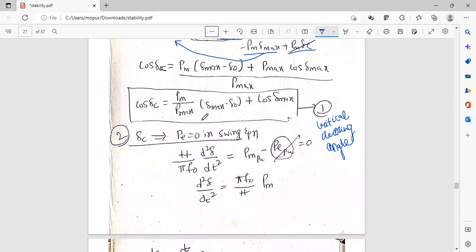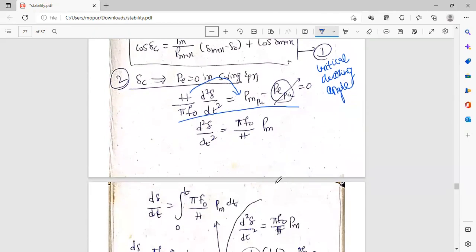See, now at delta C, what will happen? Pe is equal to 0 in the swing equation. This is actually the swing equation. Substitute Pe is equal to 0 in the swing equation. What we will get? This term will become 0. So what will come: d square delta by dt square is equal to pi f naught by H into Pm per unit. I am leaving that per unit; actually, it is per unit, but instead of writing every time, I am leaving it.